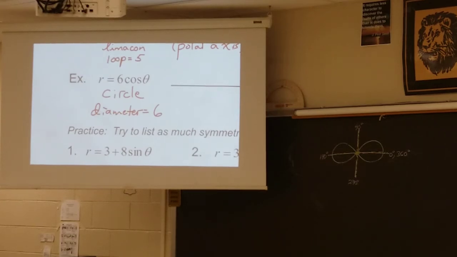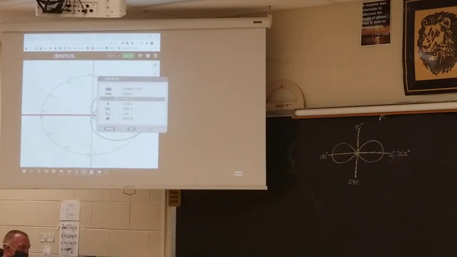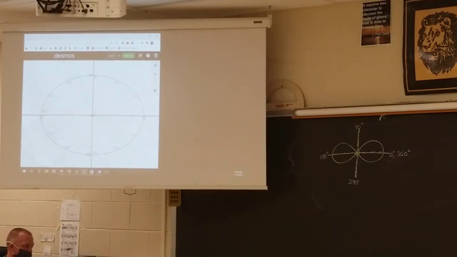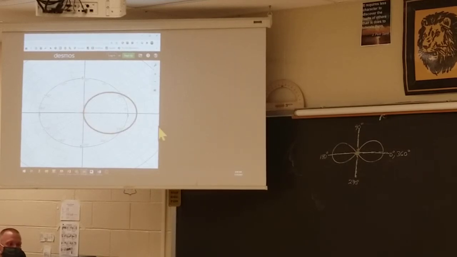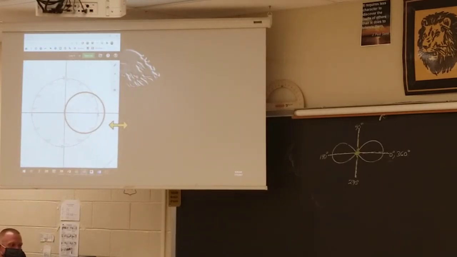So what does it look like? Are you seeing a circle with a diameter of 6? I made mine orange because, well, maybe it literally is an orange. Actually, it's just a circle with a diameter of 6. I want it to look more circular. There we go.